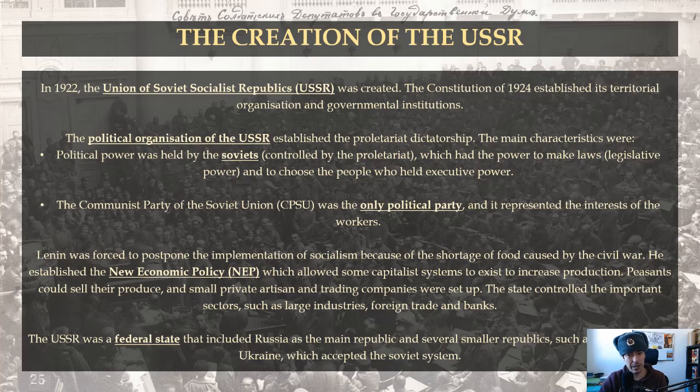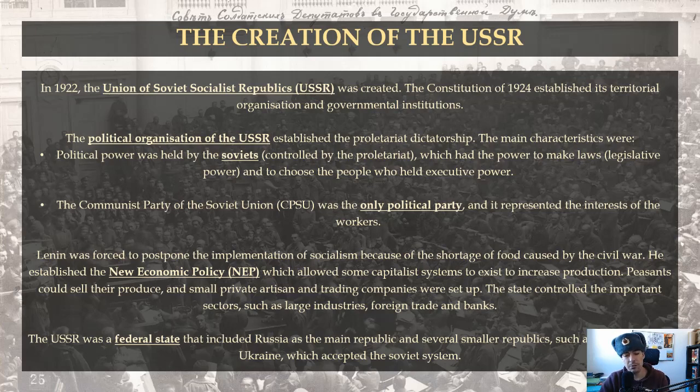Why? Because they were devastated after the war. So the peasants could sell their produce and small private artisan and trading companies were set up. But only the peasants and small industries. The big industries, the heavy industries or the banks, were still in control of the government. The state controlled the important sectors such as large industries, foreign trade and banks. Okay, this was later ended by Stalin after the death of Lenin.